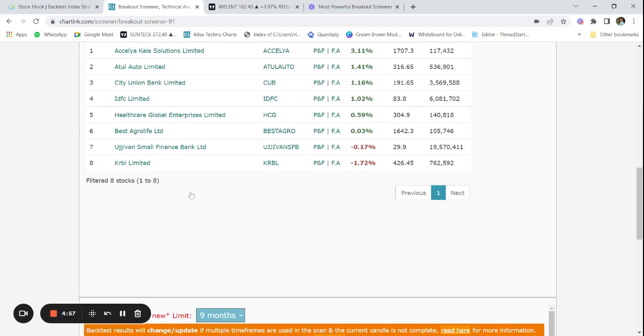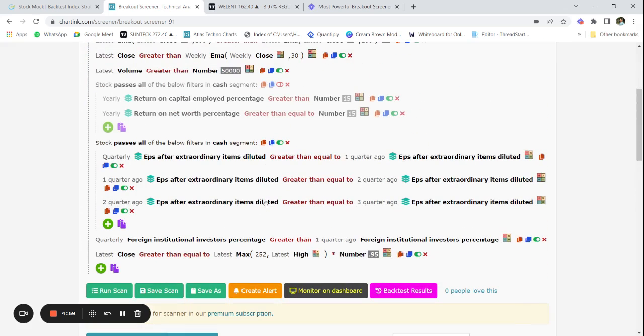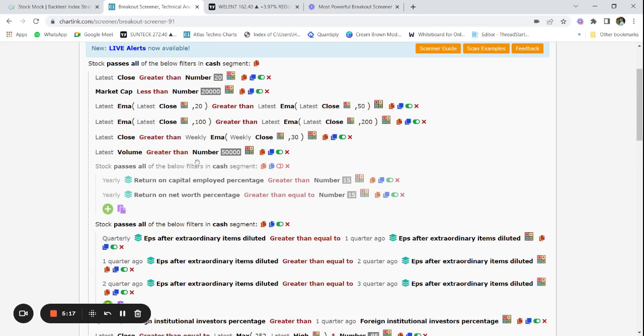So this is going to give me one of the most powerful stocks. Why? Because firstly, it is near the 52-week high. Secondly, the stock has EPS growth, which means the profitability of the company is increasing. Thirdly, even FIIs are increasing their stake in it. So fundamentally, the stock has very good fundamentals. Secondly, the technical parameters also fulfill, because the stock is in an uptrend.